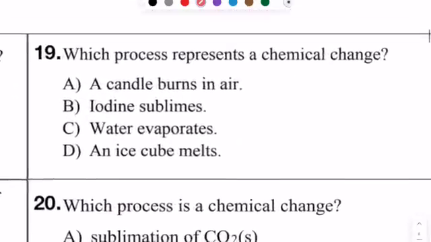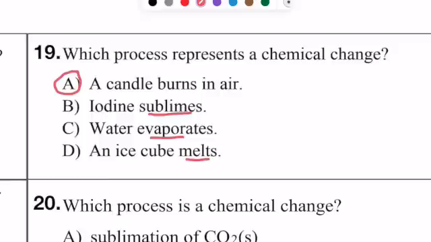Which process represents a chemical change? So once again, we are looking at a change that is going to change the chemical composition. So number one, a candle burns in air. When you burn the candle, it's not a candle anymore. So this one does change the chemical composition. So that is a chemical change. Iodine sublimes. Sublimation is a phase change. So it's just going from one phase to the other, still iodine. Water evaporates. That is also a phase change, still water. An ice cube melts, still a phase change. It's still going to be the same substance.